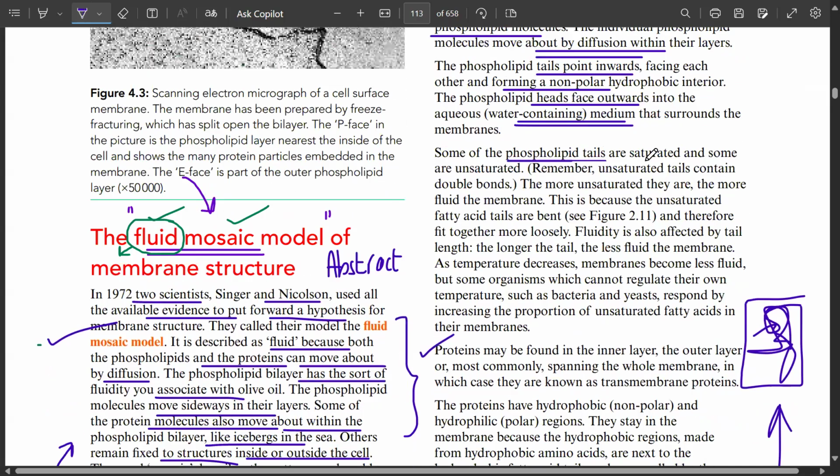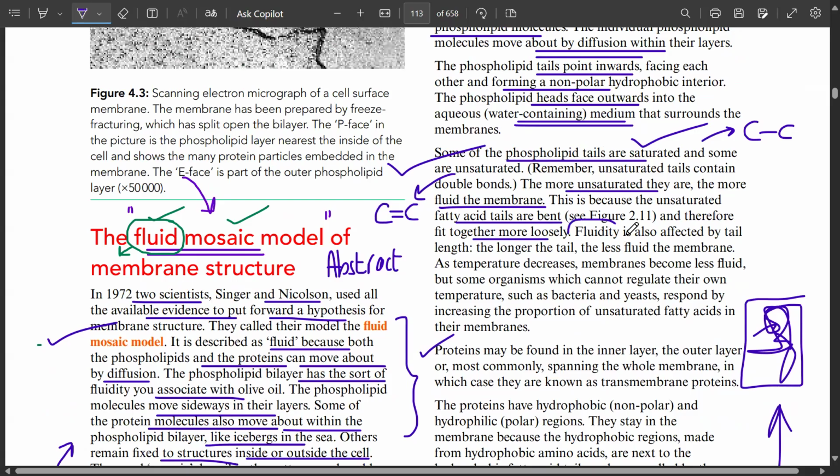Some of the phospholipid tails are saturated and some are unsaturated. What is saturated? Carbon single bond carbon. And unsaturated means carbon double bond carbon. The more unsaturated they are, the more fluid the membrane is. This is because the unsaturated fatty acid tails are bent and therefore they fit together more loosely.